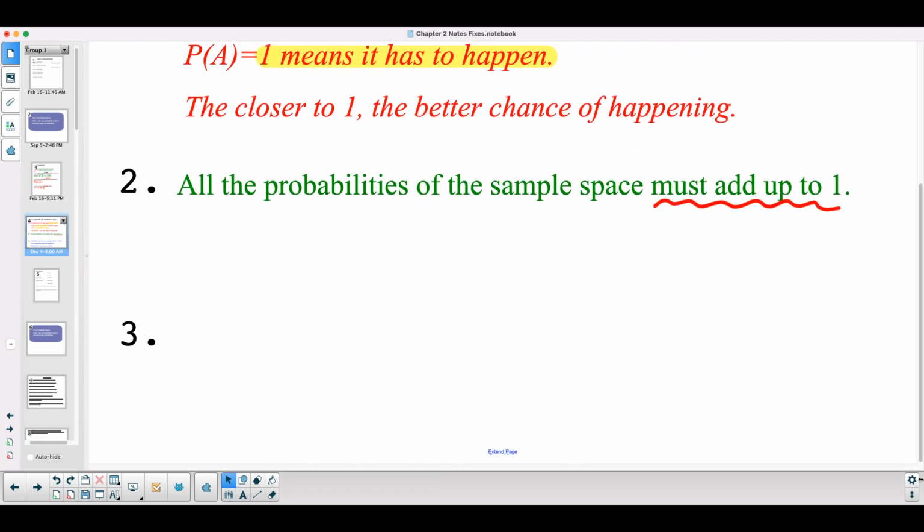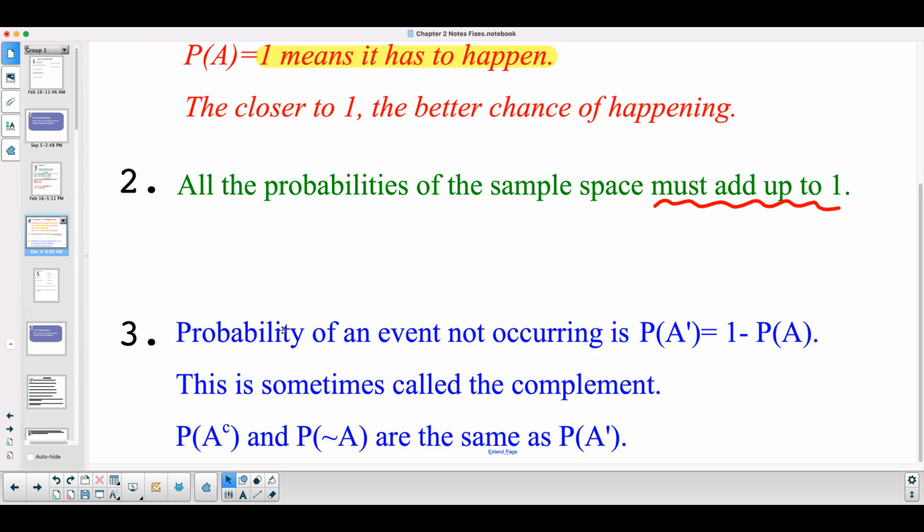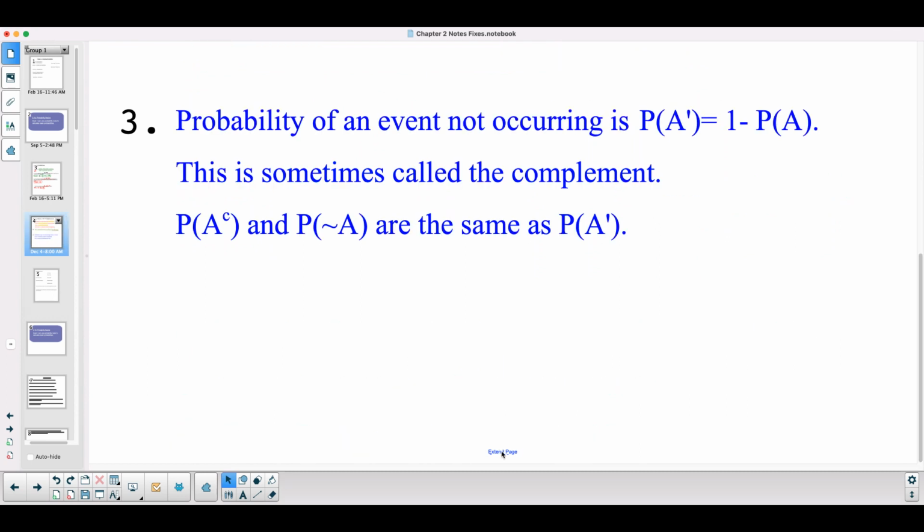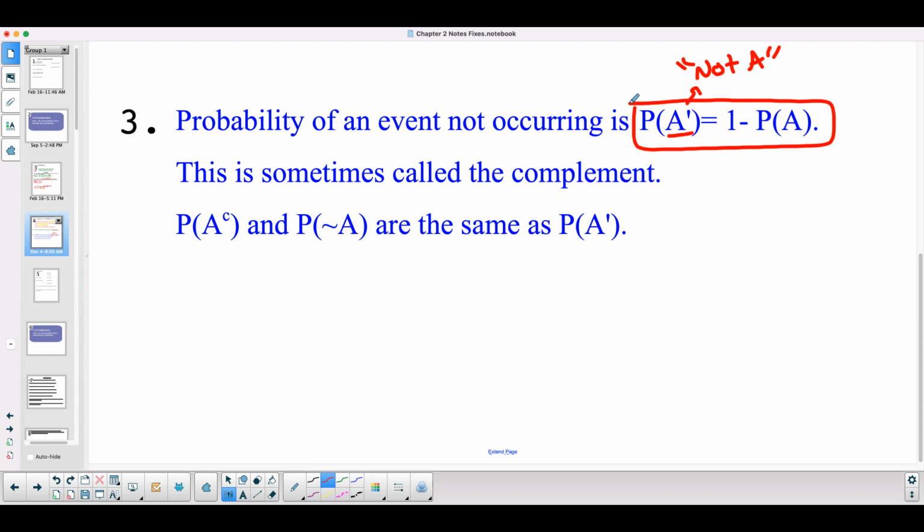And then there's this thing about complements. So the idea of something not occurring. There's a couple different ways that you can use notation for that. This A with an apostrophe right here, that means not A. The probability that A does not happen. And what it is, is 1 minus the probability that it does happen. This is sometimes called the complement. It's the probability of an event not occurring.